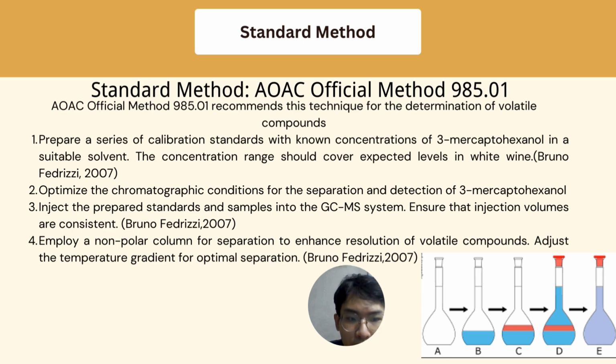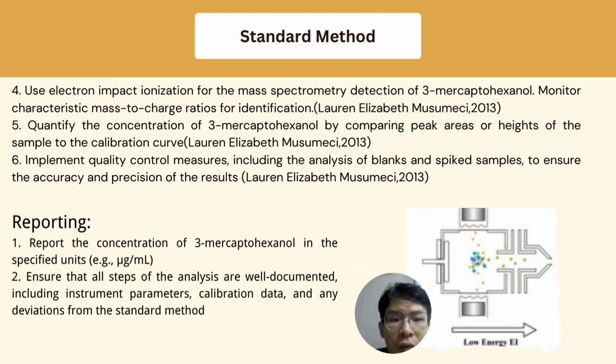The fourth is to employ a non-polar column for separation to enhance resolution of volatile compounds. Adjust the temperature gradient for optimal separation. The fifth is to use electron impact ionization for mass spectrometry detection of 3-methylhexanol. Monitor a characteristic mass to charge ratio for identification. Next is to quantify the concentration of 3-methylhexanol by comparing the peak area or height of the samples to the calibration curve. Next, implement quality control measures, including the analysis of blanks and spiked samples, to ensure the accuracy and precision of the results. Next is reporting.